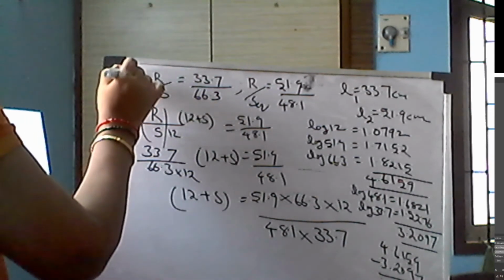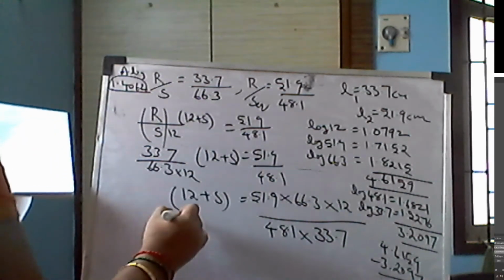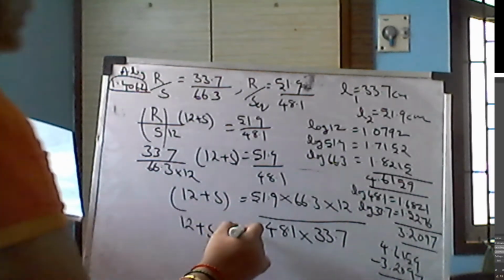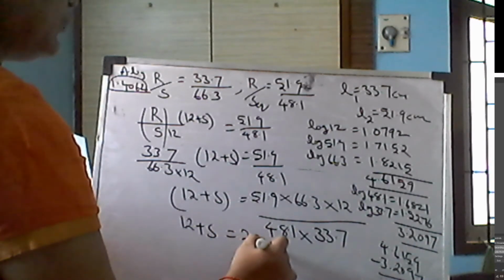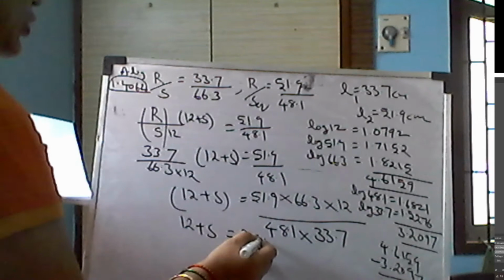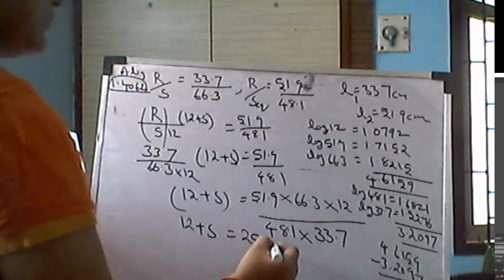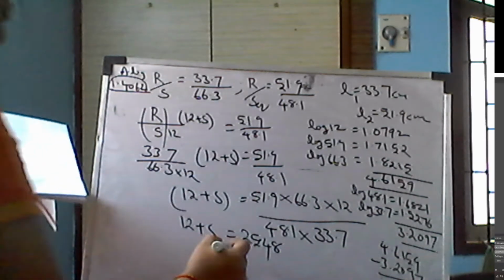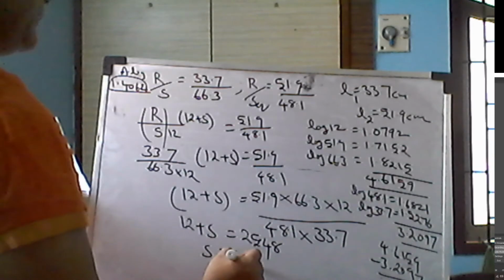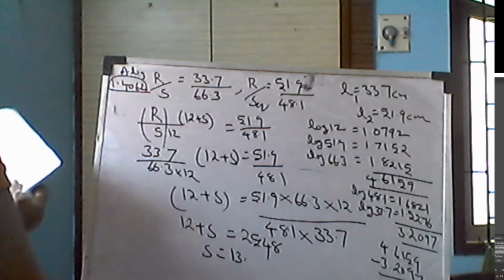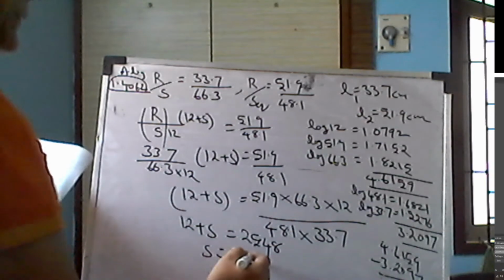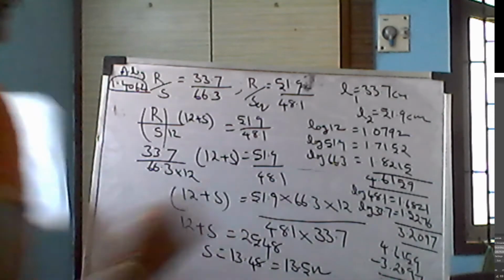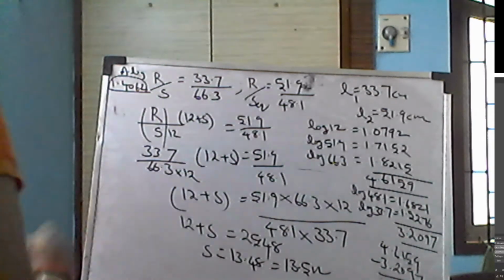When I take the antilog, I get 12 plus S is equal to 25.48. So S is equal to this minus 12, which is 13.48. Approximately, you will get this as 13.5 ohms. So I have calculated S, yes.